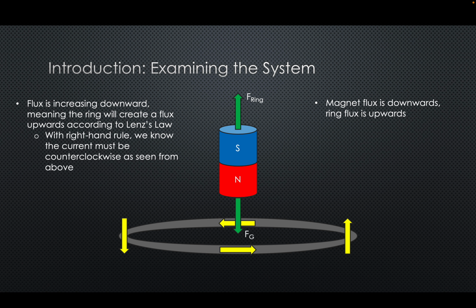Here's a relatively simple diagram of the experiment. As you can see, as the bar magnet moves down, the magnetic flux is increasing downwards. So to act against it, according to Lenz's law, which states that nature abhors a change in flux, a counterclockwise current, as seen from above, will be induced in the ring to create an opposing flux moving upwards.